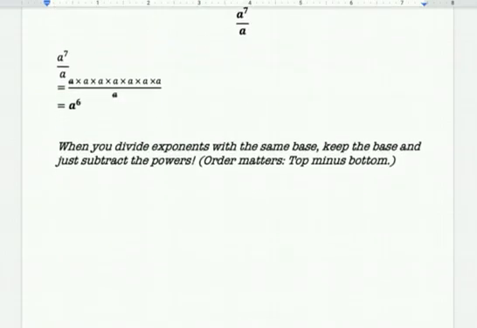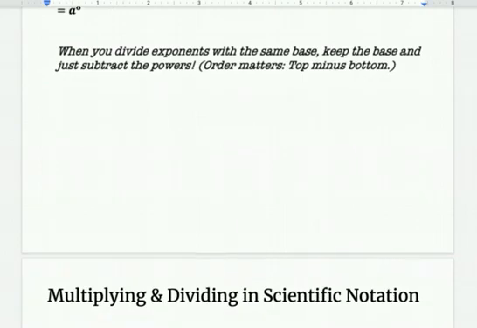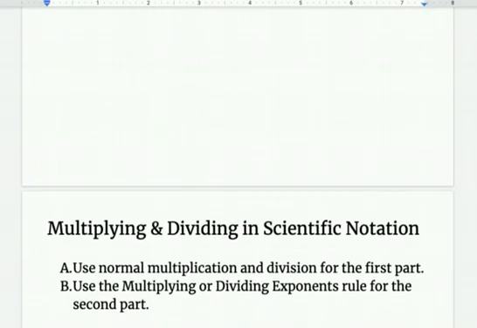So when we are dealing with multiplying and dividing in scientific notation, we have to remember those rules. It's quite similar with a little bit of a change. The two things you need to remember is that you are using normal multiplication and division for the first part of the scientific notation, and for the second part, you are using multiplying and dividing exponent rules.